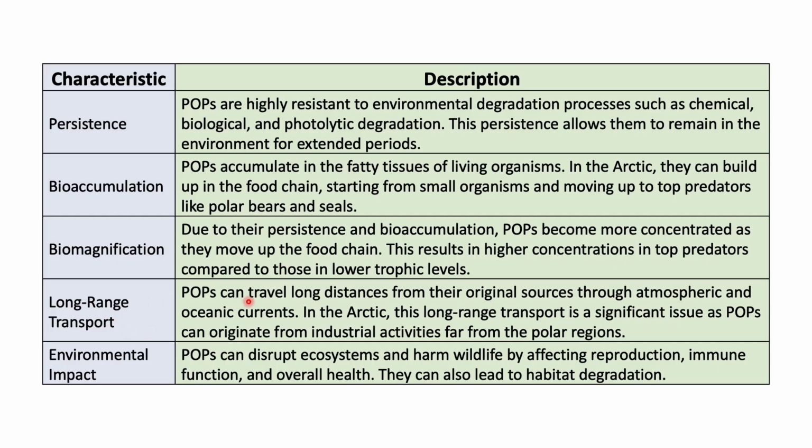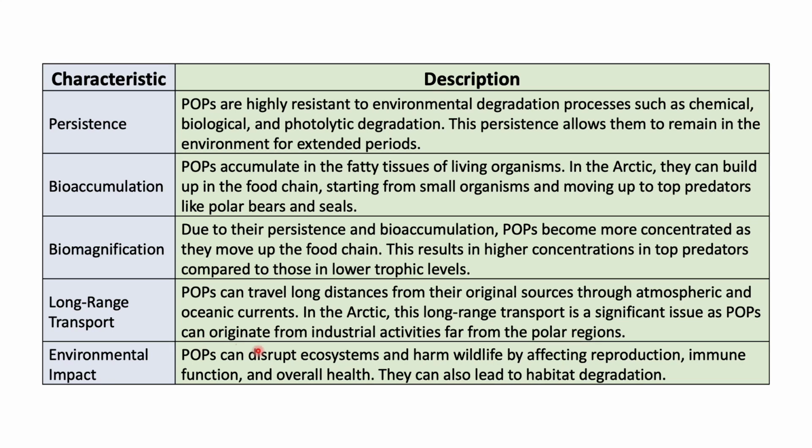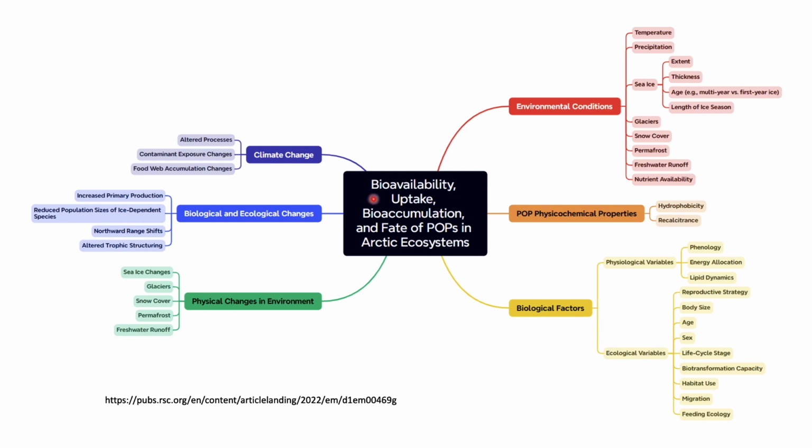And long range transport we have seen, because the Arctic receives so many pollutants from the rest of the world. They travel long distances from their original source through atmospheric and ocean currents. So in the Arctic, this long range transport is a significant issue because the POPs do not originate within the Arctic, but they reach the Arctic from industrial activities which are far from the polar regions, and they all have an environmental impact. So here is a mind map chart which talks about the bioavailability, uptake, bioaccumulation and fate of POPs in the Arctic system. In the textual content, we will be discussing each factor elaborately.